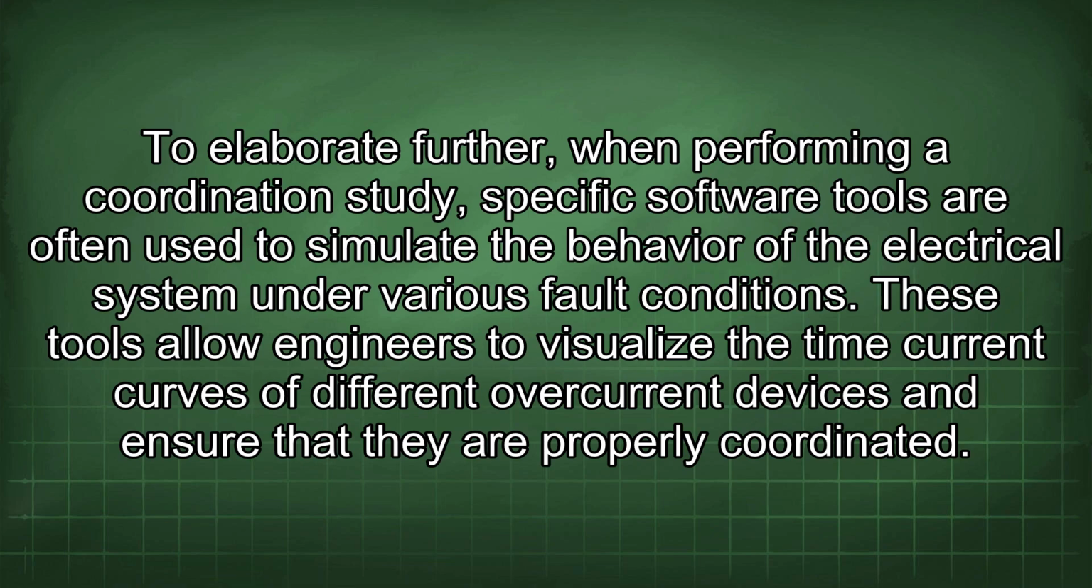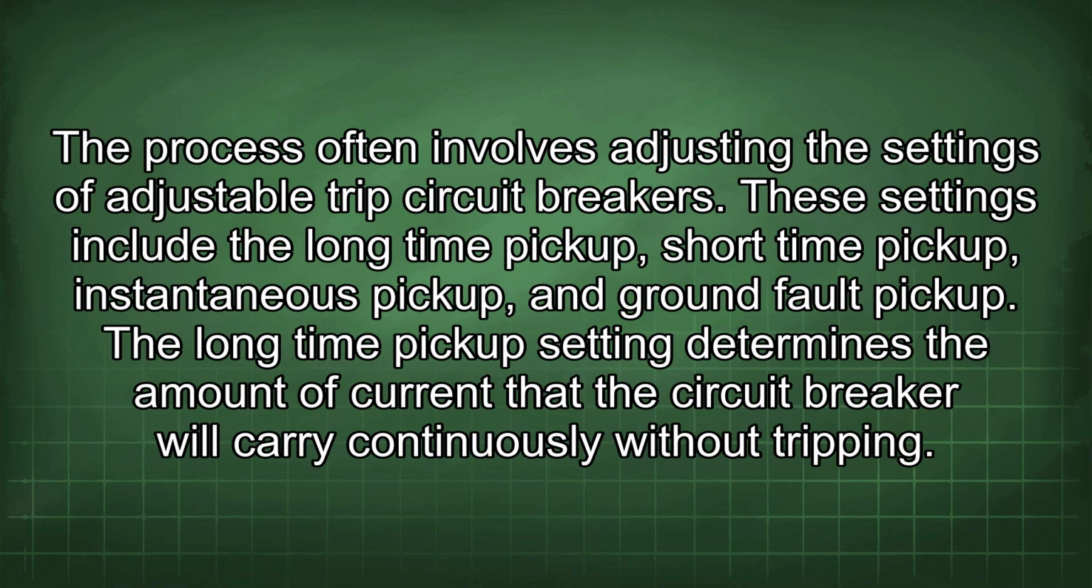These tools allow engineers to visualize the time current curves of different overcurrent devices and ensure that they are properly coordinated. The process often involves adjusting the settings of adjustable trip circuit breakers. These settings include the long-time pickup, short-time pickup, instantaneous pickup, and ground fault pickup. The long-time pickup setting determines the amount of current that the circuit breaker will carry continuously without tripping.